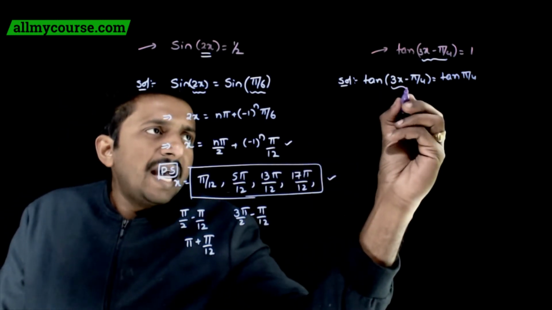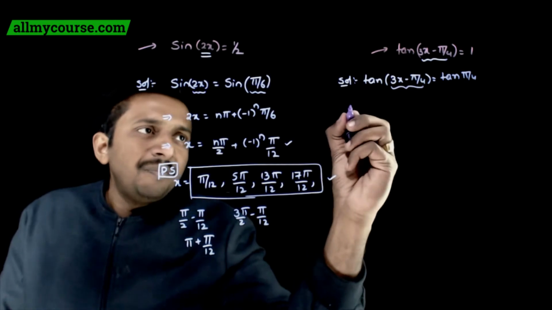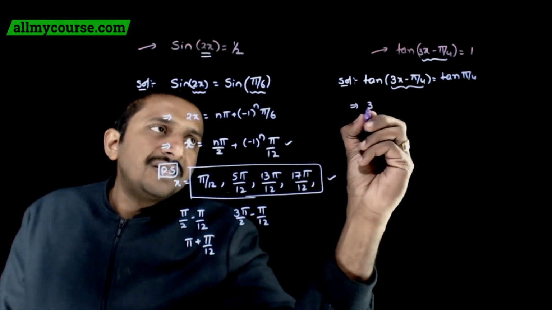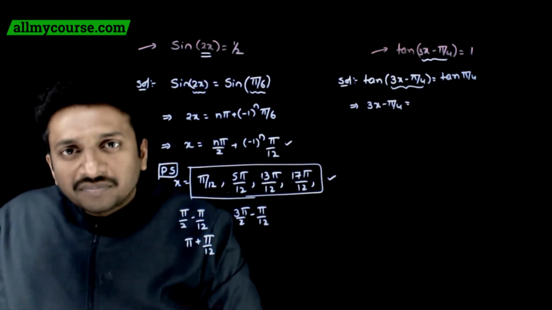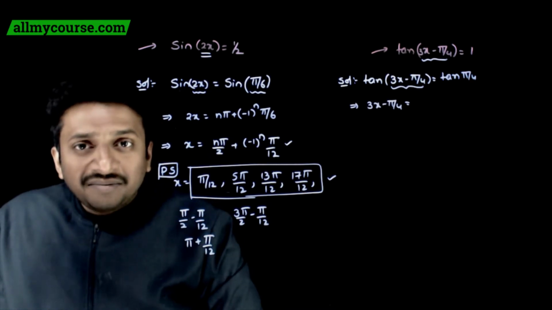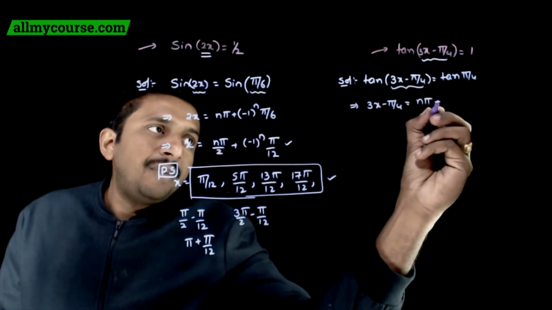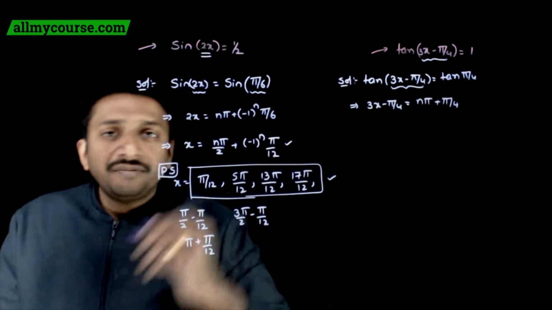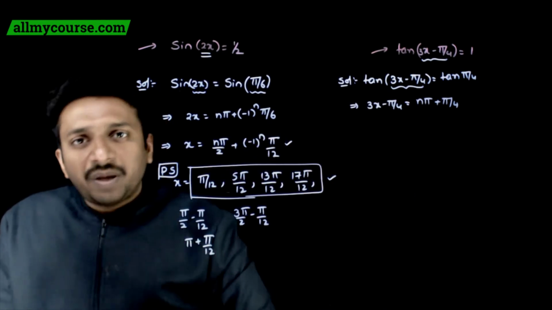Now tan of something is equal to tan of something. So this something, which is 3x minus pi by 4, has to be equal to, with respect to tan, the solution n pi plus alpha, right? n pi plus pi by 4. So 3x minus pi by 4 is equal to n pi plus pi by 4.